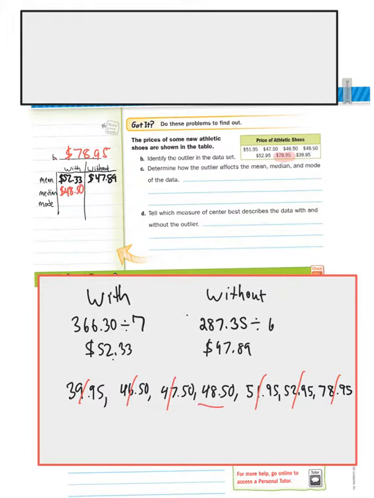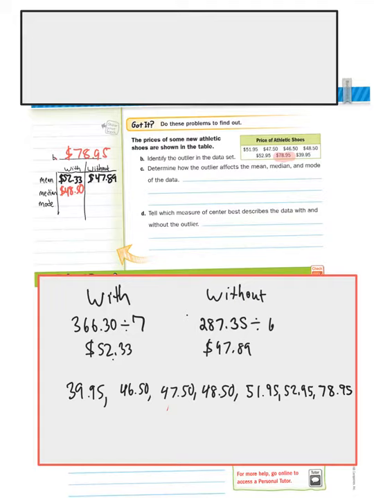Now without the outlier, get rid of those red lines. Now, let me get rid of that 78.95. I can't get rid of it. Never mind. Okay, I tried.